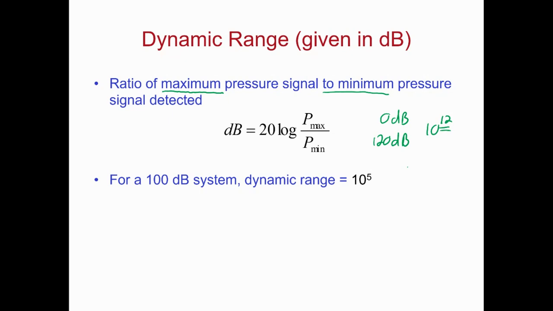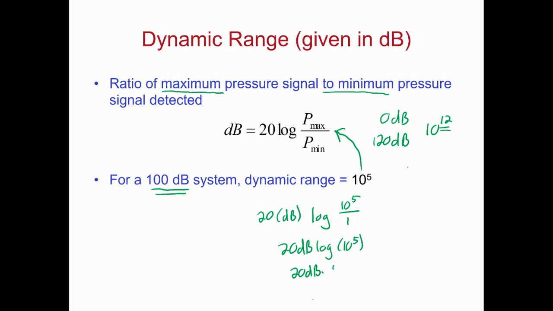So this is the way an ultrasound person would say, if they're using what's called a 100 dB system, it just means that the dynamic range, which is the ratio of the maximum pressure to the minimum pressure, is like 10 to the 5. Right? Because 20 times log of 10 to the 5 over 1, so this is just log of 10 to the 5, which is just 5, so 100 dB.